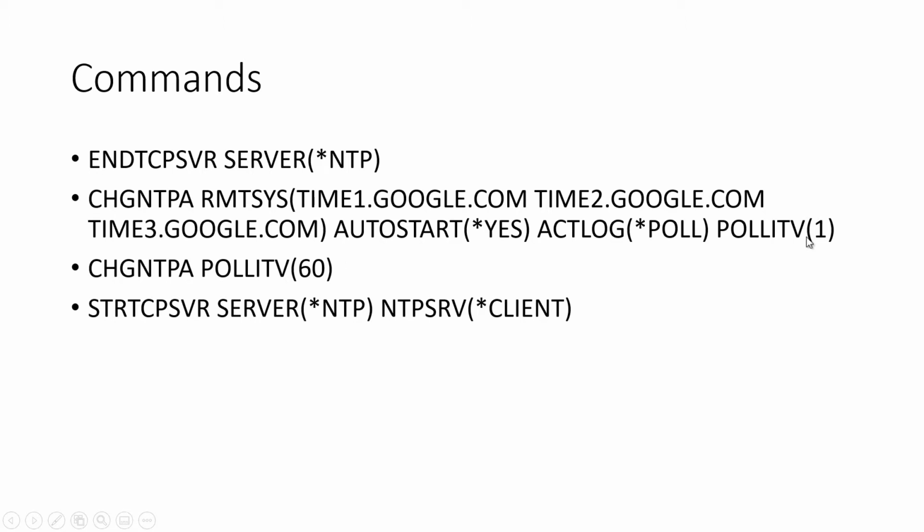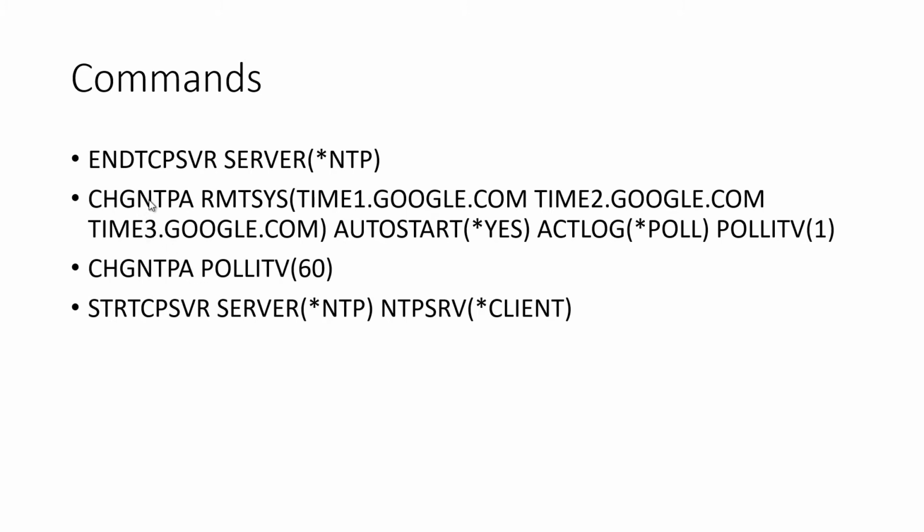So initially we set the polling interval to be 1 minute, and then we change it to be 60 minutes. This is so that if you have a time difference, with it set to 1 minute, the system will check the time server every minute to do a quick time sync up. And then after the time is synced up, you don't have to check the time server every minute, so we changed it to 60 minutes.